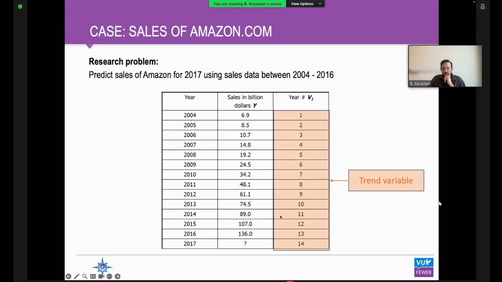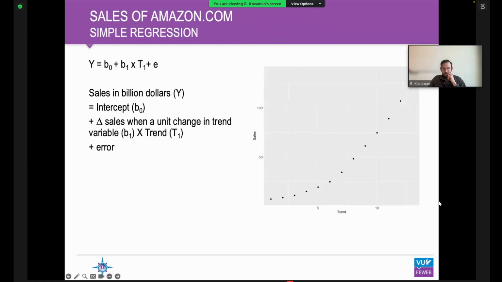To be able to understand this, we will introduce what's called a trend variable. So we will label 2004 as year one, and we will increase this variable by 1 unit as we move along the years. So 2004 is 1, 2005 is 2, etc. So this is the 14th year for which we want to understand what the sales will be. And this is called a trend regression, because we will include this trend variable in the model as our explanatory variable.